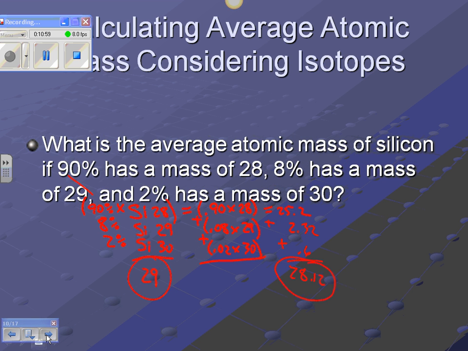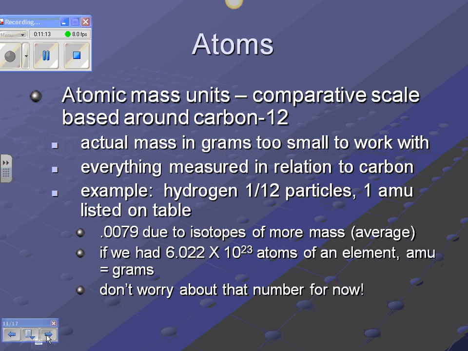And that makes sense because 90% of silicon is this form. Only 2% is this. So my average is going to be a lot closer to 28 than it is going to be to 29 or 30. That's how we do average atomic mass. Basically this just says everything is based around carbon-12. And so when we look at our masses, it's not 12 grams. It's what we call 12 atomic mass units.